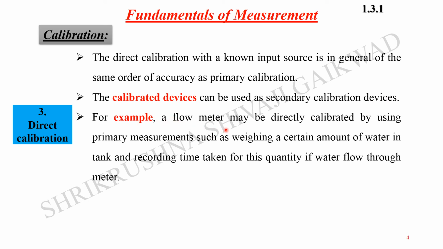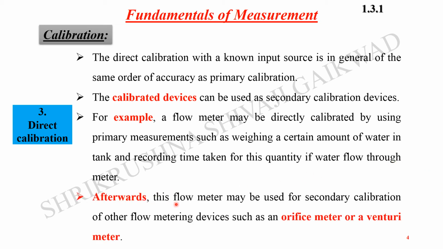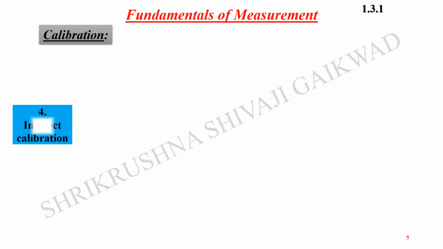For example, here the flow meter may be directly calibrated by using primary measurements, such as weighing a certain amount of water in a tank and recording the time taken for this quantity of water to flow through the meter. Afterwards, this flow meter may be used for the secondary calibration of other flow metering devices, such as the orifice meter or the venturi meter. It means that if we have a calibrated first device, then that can be used for the secondary calibration of any kind of device.